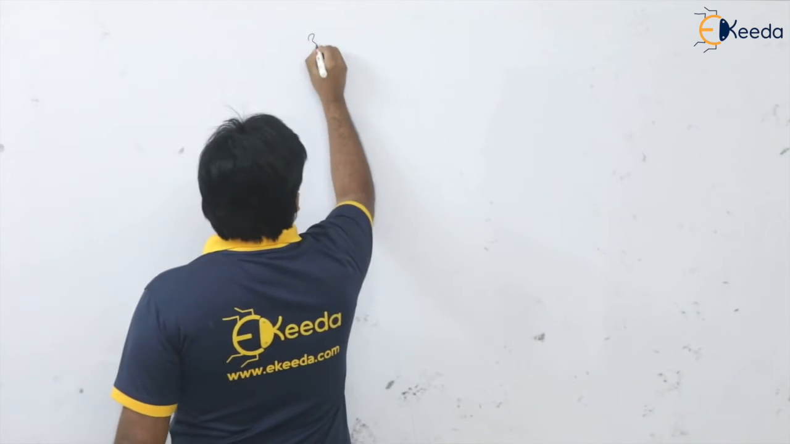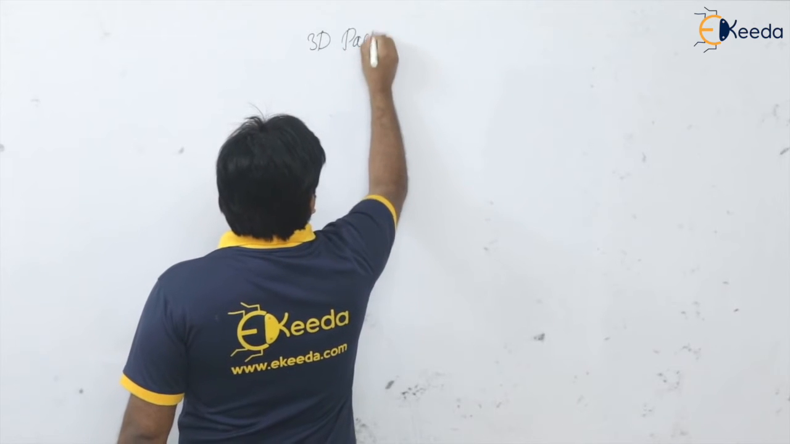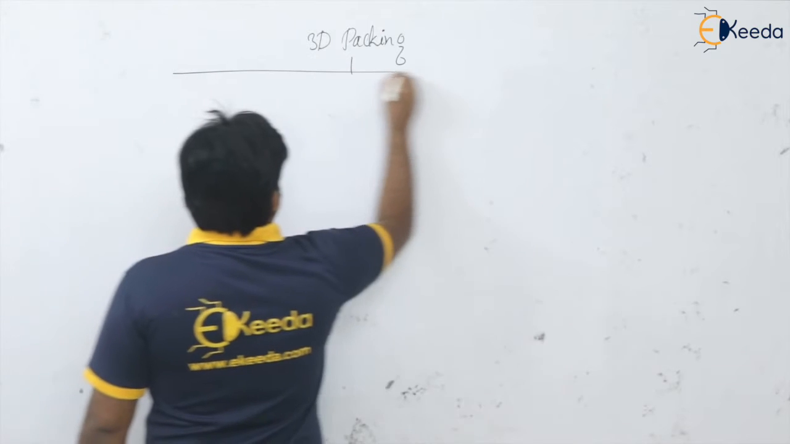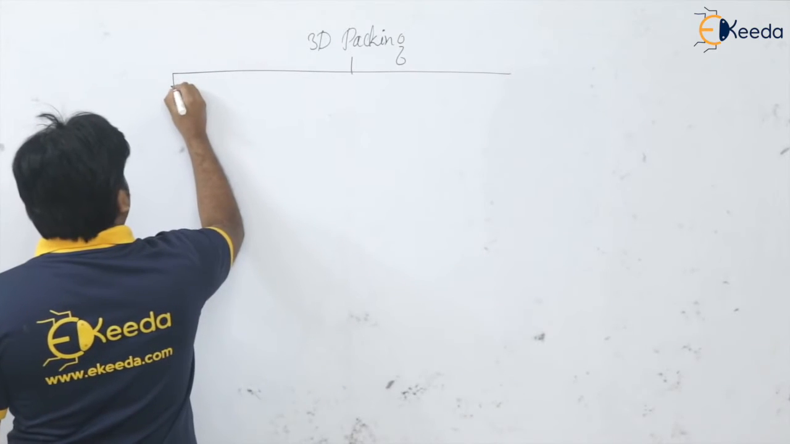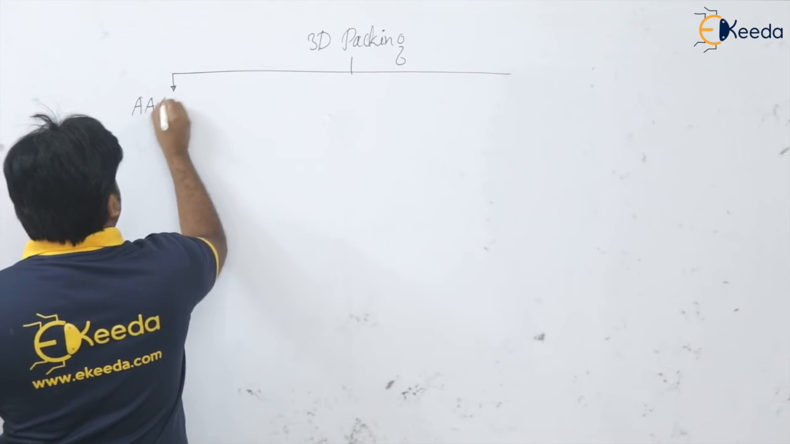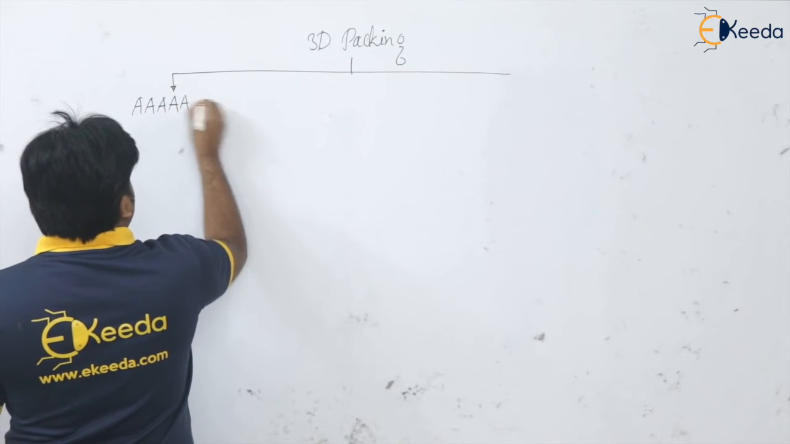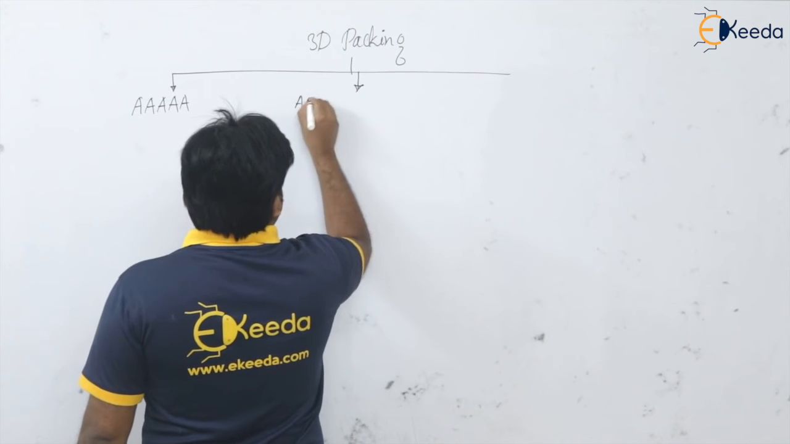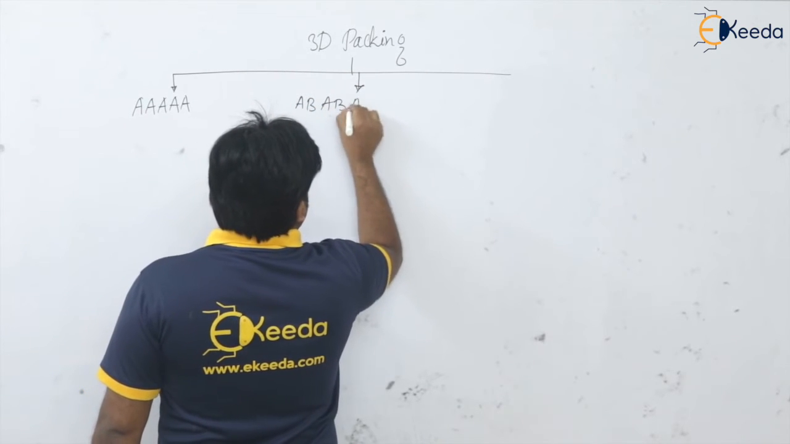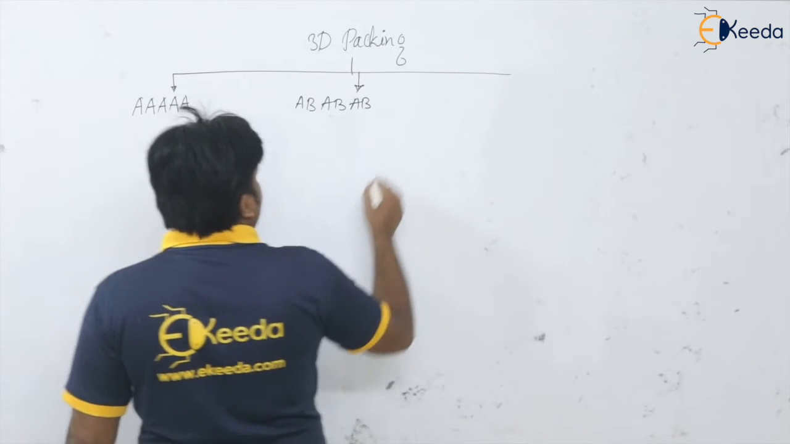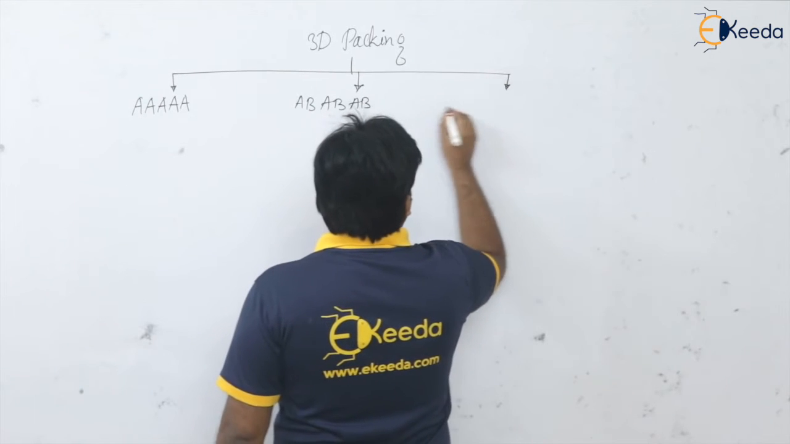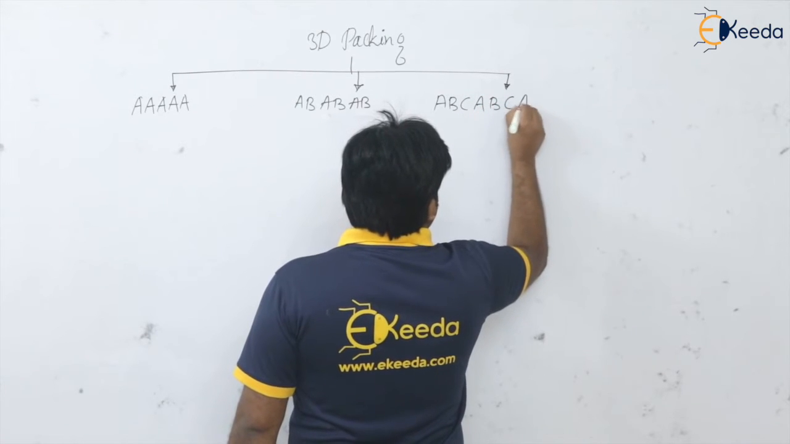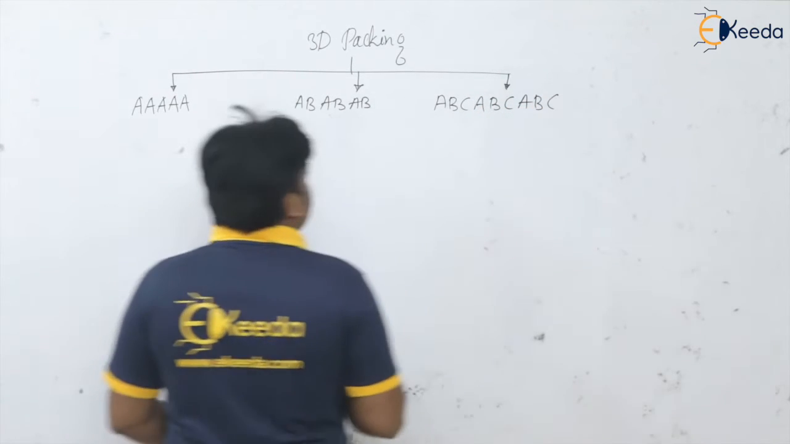Let us see this 3-dimensional packing system, which has a stacking sequence. So there are 3 sequences: A, then we have AB, and the third one we have ABC, like that. So what does it mean?